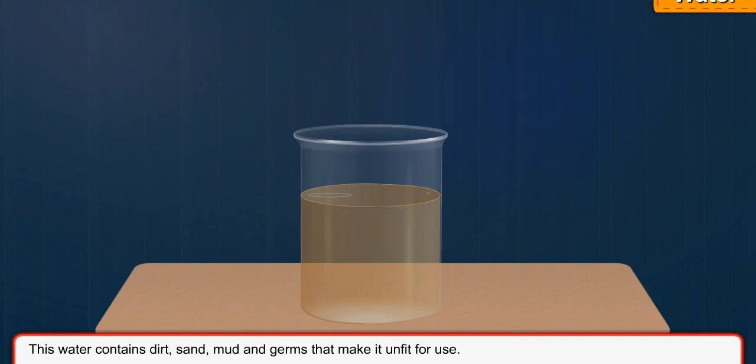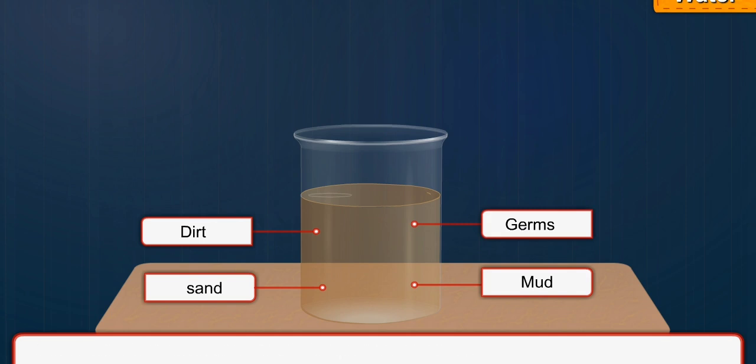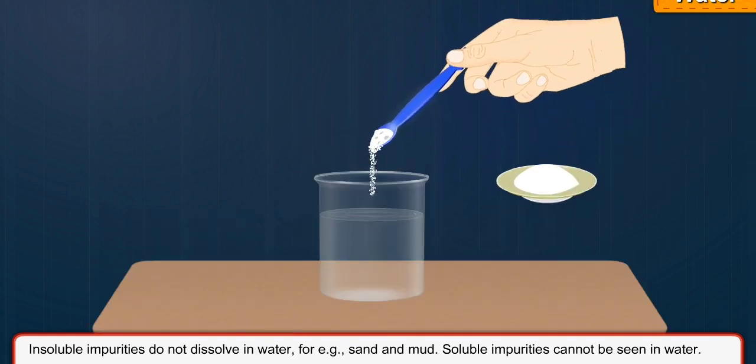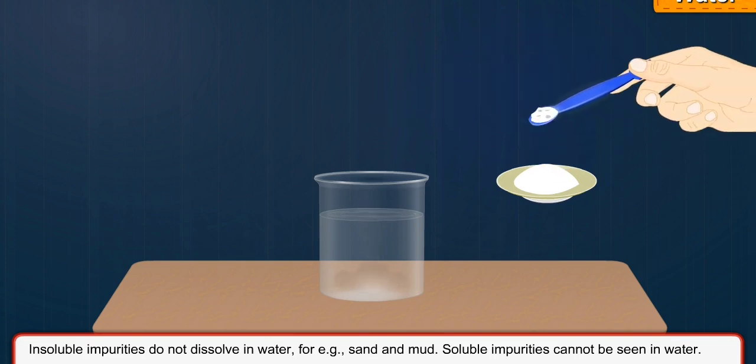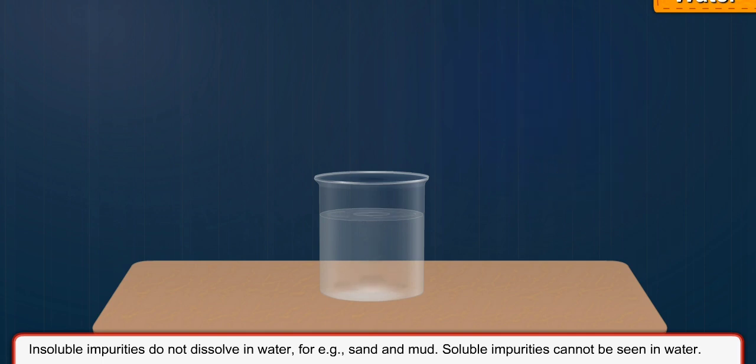This water contains dirt, sand, mud, and germs that make it unfit for use. The substances that make water dirty or unfit for use are called impurities. The impurities are of two types: soluble and insoluble impurities. Soluble impurities dissolve in water, for example, salt. Insoluble impurities do not dissolve in water, for example, sand and mud. Soluble impurities cannot be seen in water.